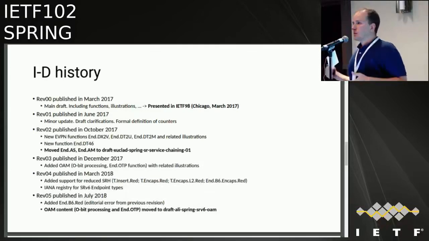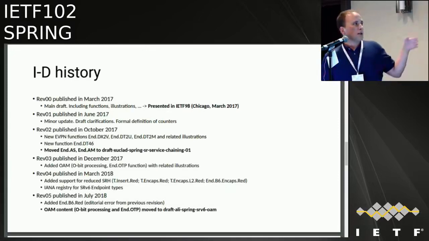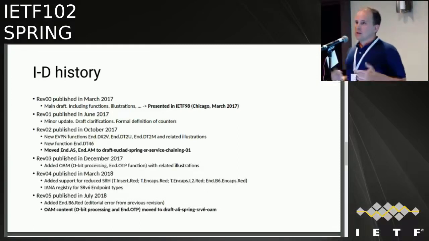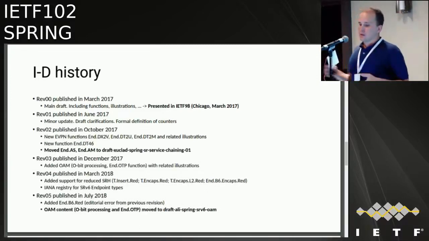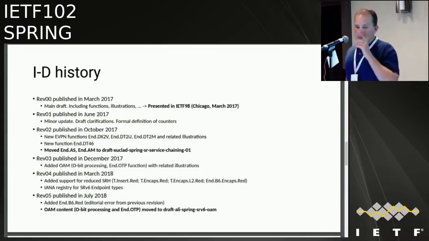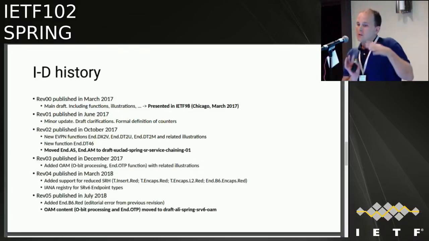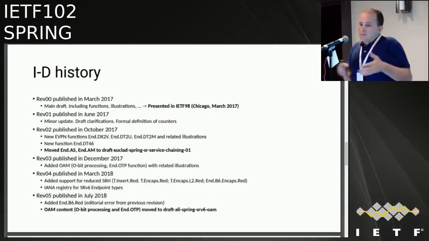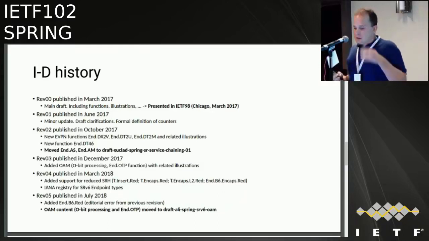In October 2017, we published the revision 2, which is including the EVPN functions, so DX2, DT2U, and DT2M, and the related illustrations. We also added a new function, the endpoint with encapsulation and IPv4, IPv6 table lookup. And we also moved the service programming related functions into the separate SR service chaining draft. We did this with the objective to leave this draft with only the basic functions that are required in the most common use cases.